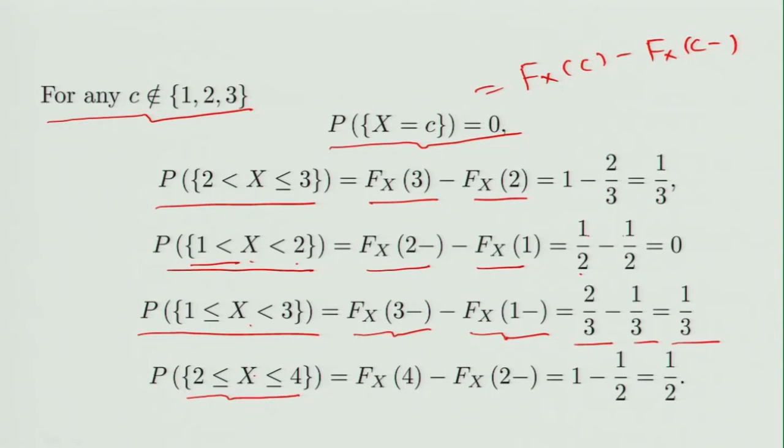Now probability 2 less than or equal to X less than or equal to 4 is the same as probability X less than or equal to 4, which is F(4), minus probability X less than 2, which is the same as F(2 minus). So this turns out to be 1 minus half, it turns out to be half.